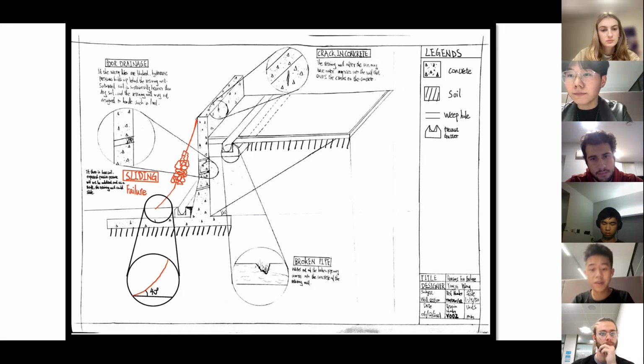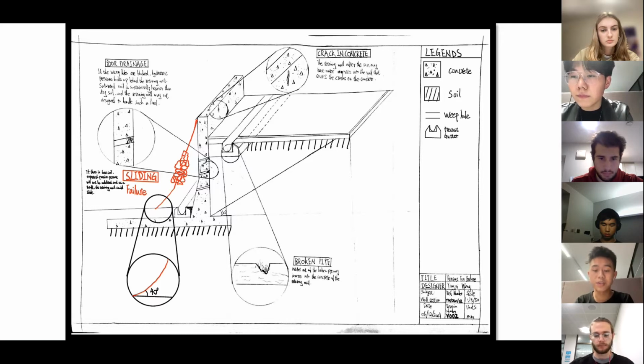Okay, I would like to talk about the cross-section of the wall showing the failure. Like if the weep holes are blocked, hydrostatic pressure builds up behind the retaining wall. Saturated soil is substantially heavier than dry soil, so the retaining wall may not be designed to handle such a load. And then we can have a look at the cracks that could happen in the concrete.